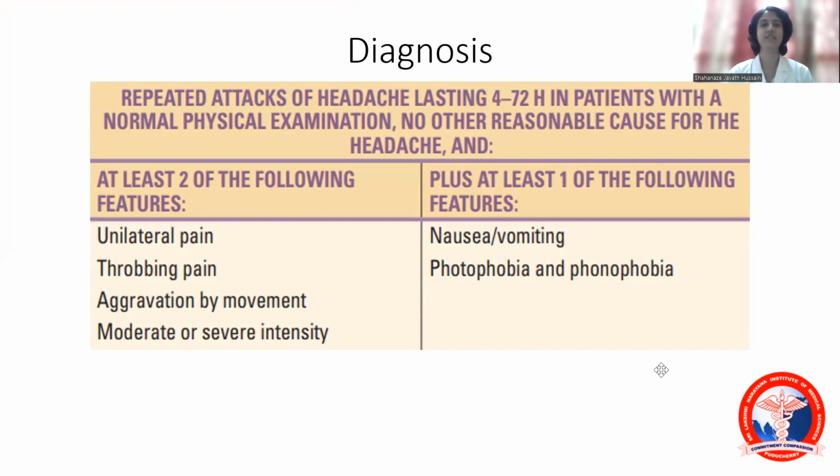And they should have at least two of the following. That is, the headache should be unilateral, it should be throbbing, should be aggravated by movement, and should be moderate to severe in intensity. And they can have nausea, vomiting, or photophobia and phonophobia as associated features.